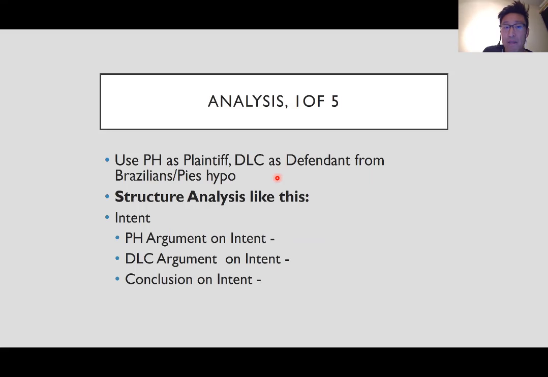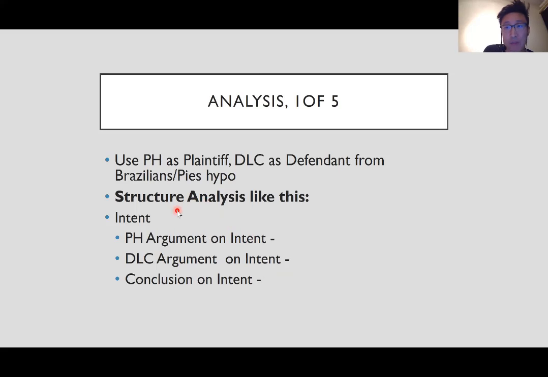A lot of this is by way of example. This is still going back to the Brazilian pies hypo, but you want to structure your analysis really, really systematically. The creativity that I've talked to you about in the past is at the line level, but the overall structure, you don't need to be very creative about at all.